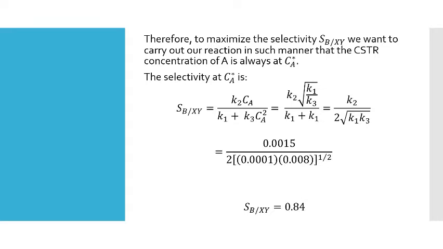After calculating the value of Ca star, we can calculate the value of selectivity. This is the equation of selectivity, which is K2 times Ca divided by K1 plus K3 times Ca to the power of 2. We substitute Ca with the square root of K1 over K3, and after simplifying the equation, we get K2 over 2 times the square root of K1 times K3. As I mentioned before, the values of K1, K2, and K3 are given in the question. After substituting them into the equation, we get a selectivity of 0.84.